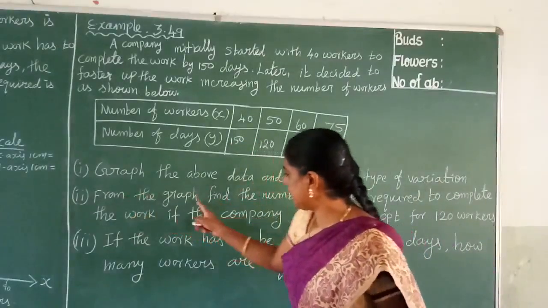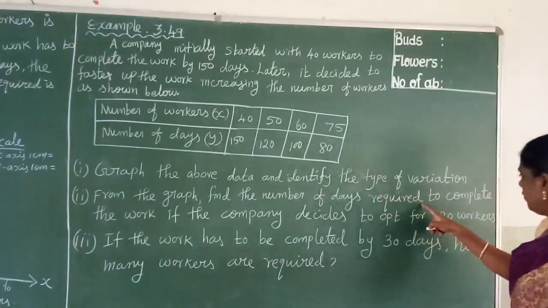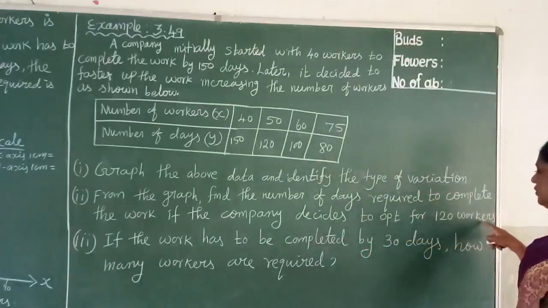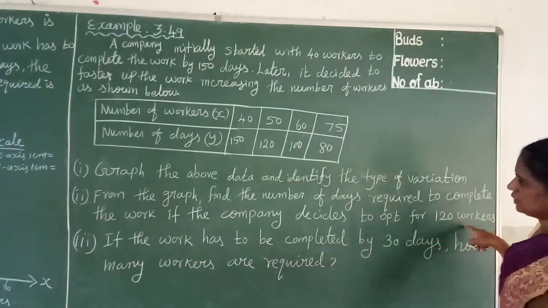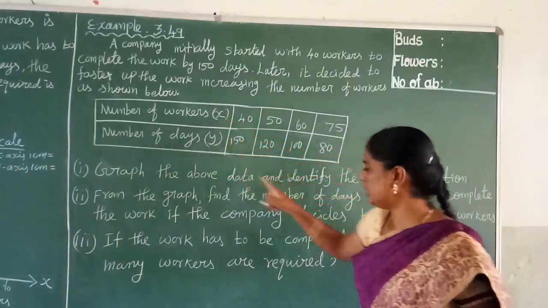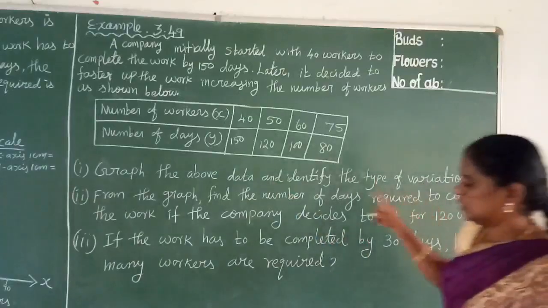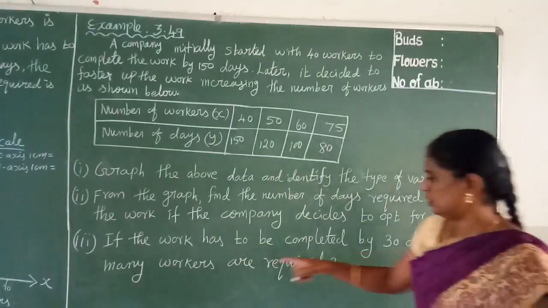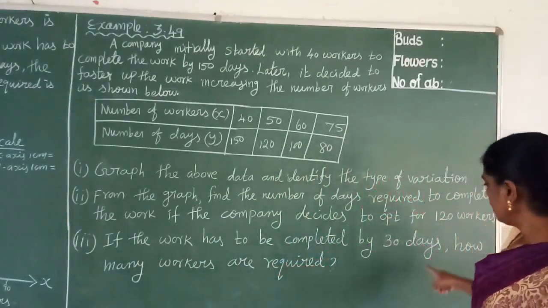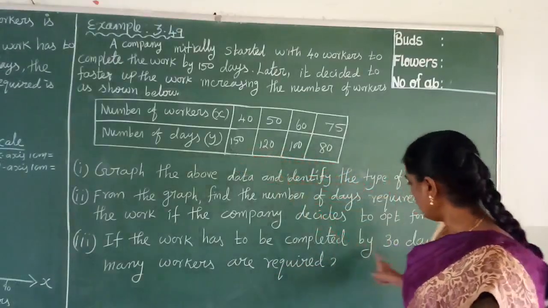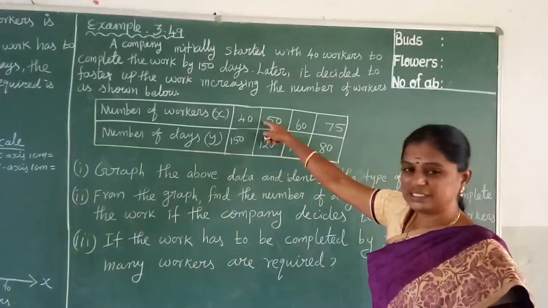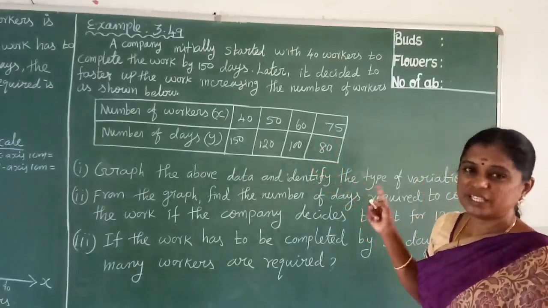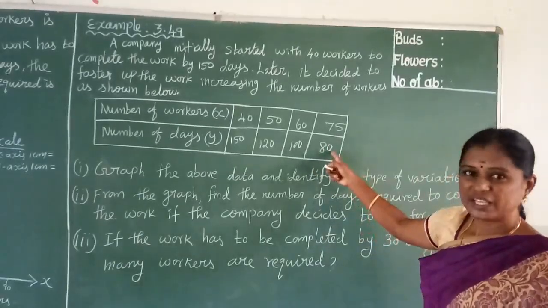Second one, from the graph find the number of days required to complete the work if the company opts for 120 workers. So 120 workers means x is given, and you have to find y, the number of days. Third one, if the work has to be completed in 30 days, how many workers are required? So 30 days is y; y is given, and we have to find x, the number of workers. The last two sums we completed were direct variation; this one is indirect variation.